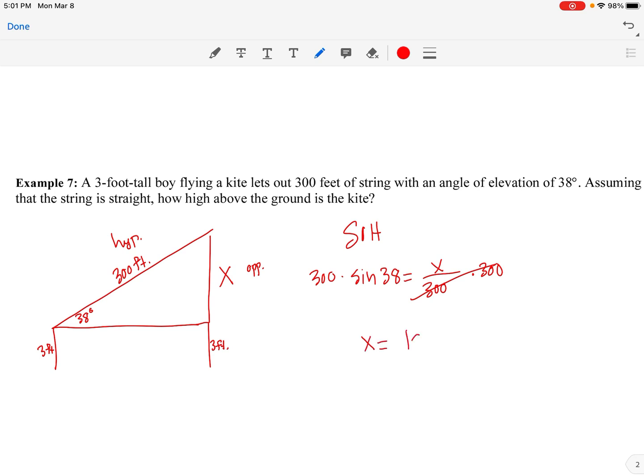And then x equals, for us, 184.7, rounded to the nearest tenth. But then that x represents that part. So the full height above the ground is 184.7, and we're going to add 3 feet. So our final answer is 187.7 feet off of the ground.